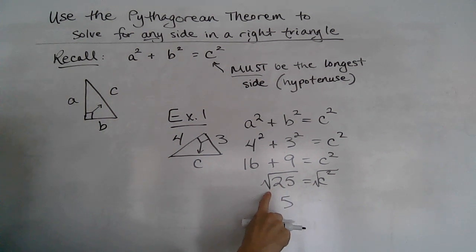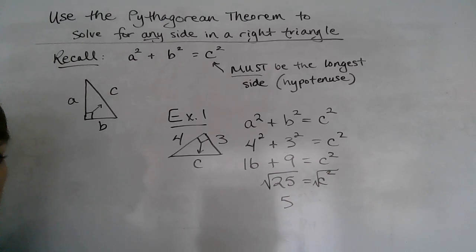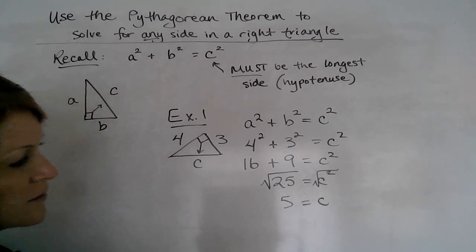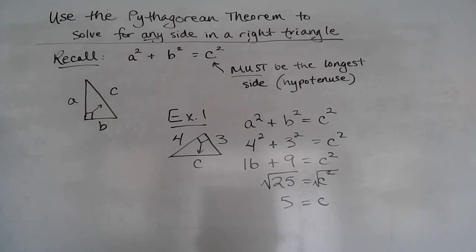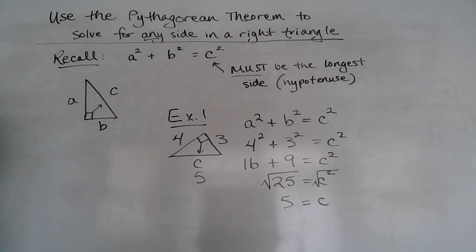Over here, you have to do the same thing to both sides, and our square and square root cancel each other out. They're opposite operations. And so that gives us C. So just double checking, if C is 5, is it the longest side in our right triangle? The answer is definitely yes, which means that our answer is reasonable and, as always, hopefully accurate.